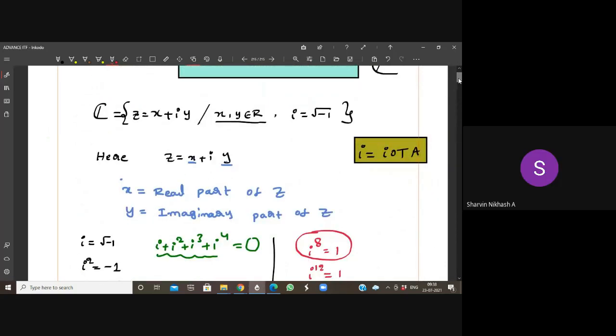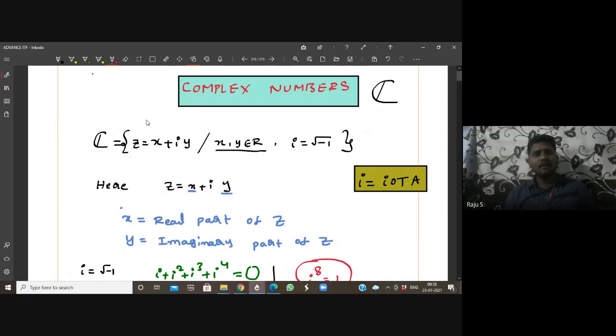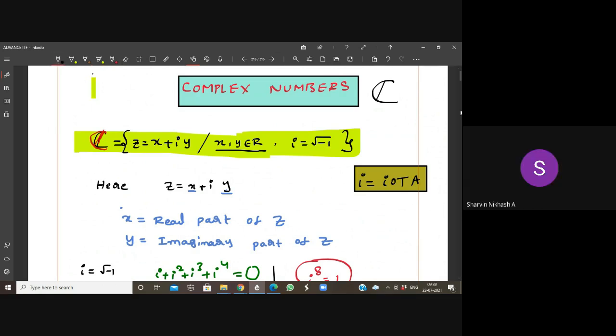Sir, this is the expression of a complex number. All complex numbers can be denoted by capital C. Capital C can be written as Z is equal to x plus iota y, such that x comma y belongs to real numbers, and iota value is square root of minus 1.